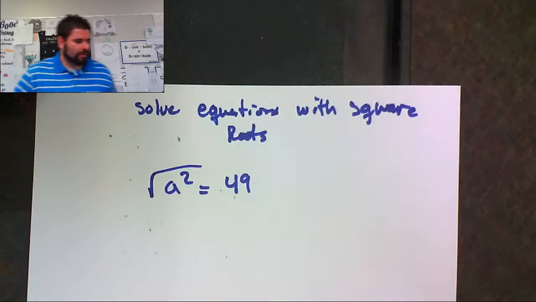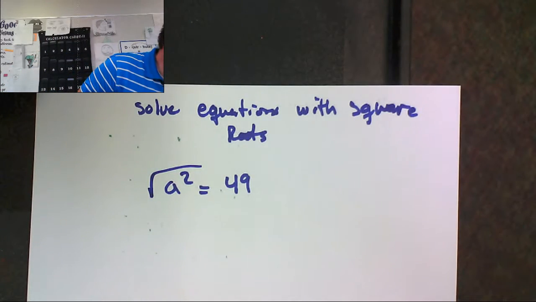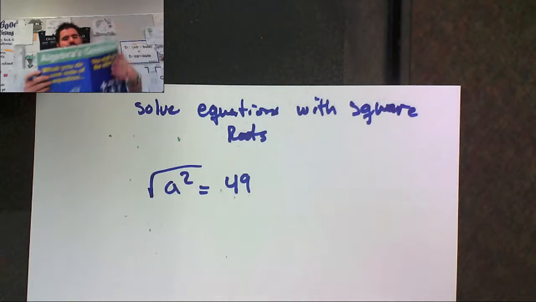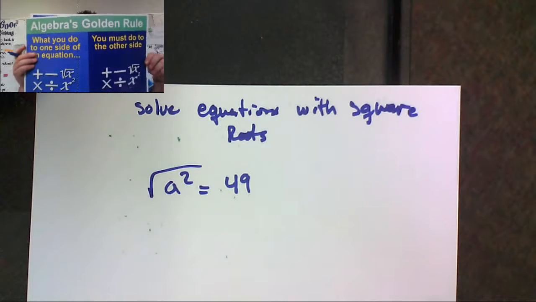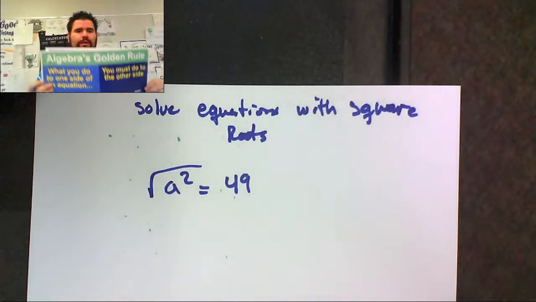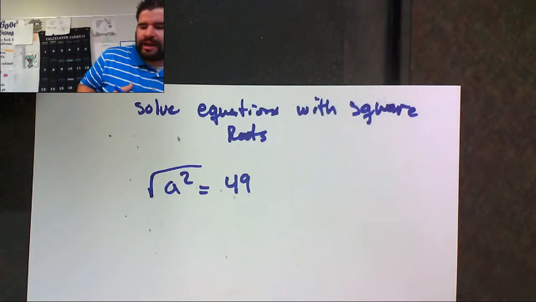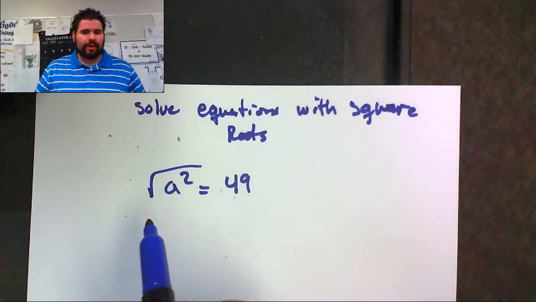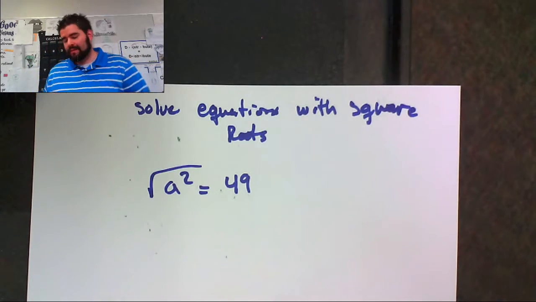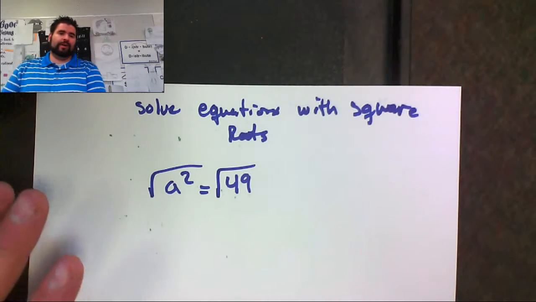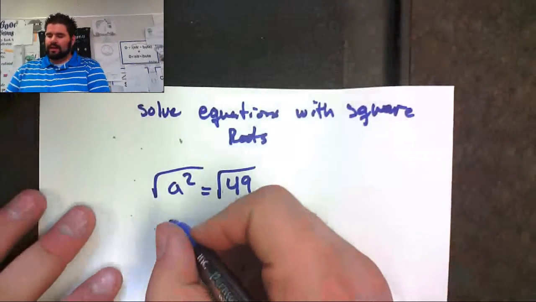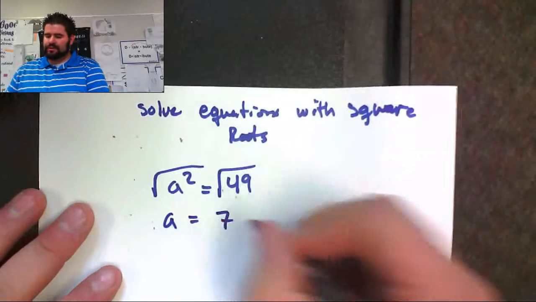But if you remember algebra's golden rule, what you do to one side of the equation, you have to do to the other side. So in this case, we have to square root the a squared, and then we have to square root the 49. Lucky for us, the square root of 49 is a perfect square, and a is just equal to 7.